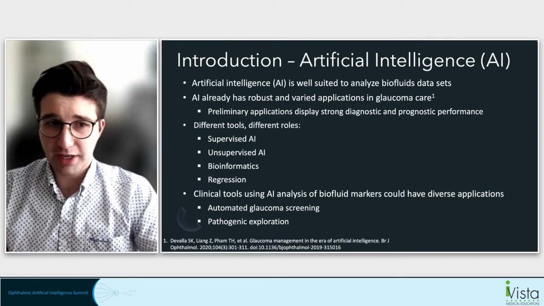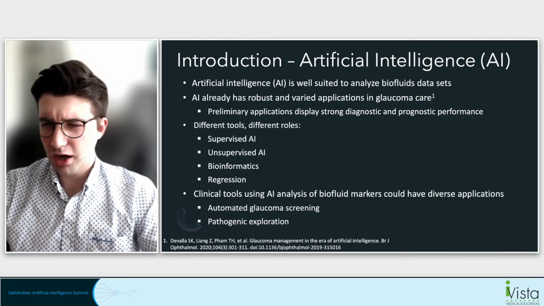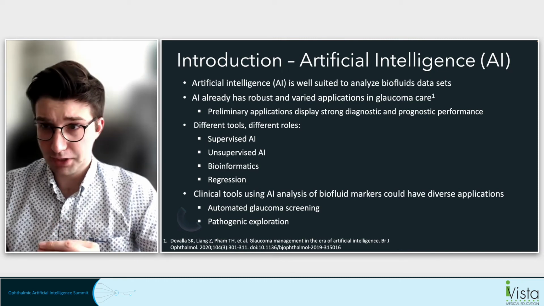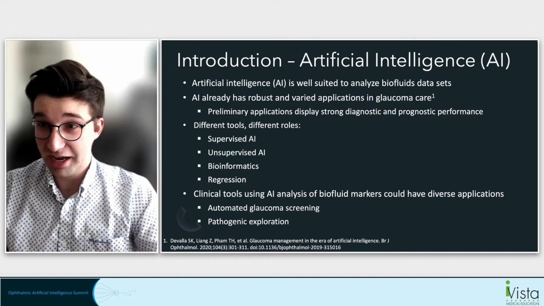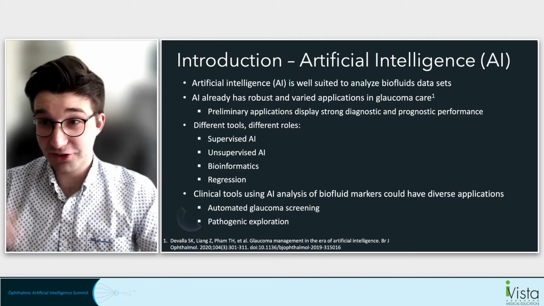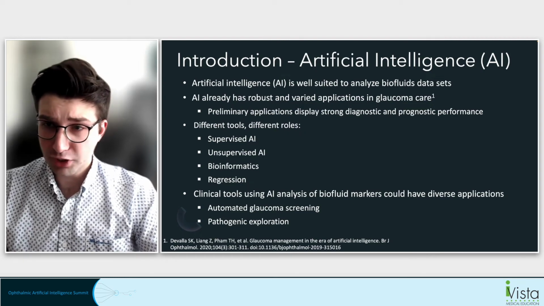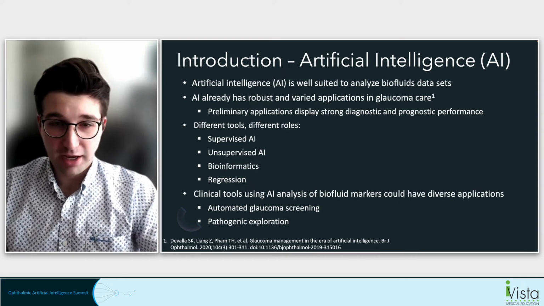It's important to note that AI already has robust and varied applications in glaucoma care. A lot of imaging-based AI tools, and a lot of the previous presentations were really fantastic, very analogous to what you see in glaucoma. So, analysis of OCT or fundus photos to diagnose glaucoma or predict prognosis.